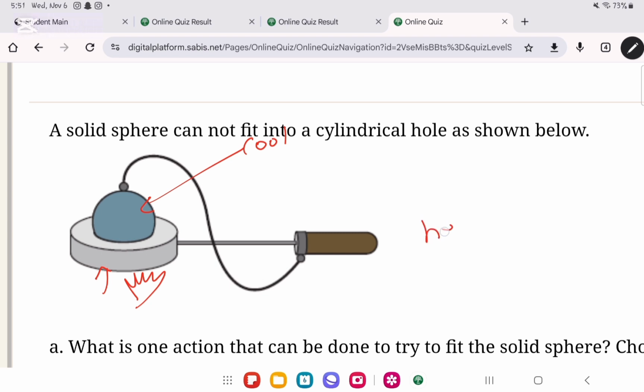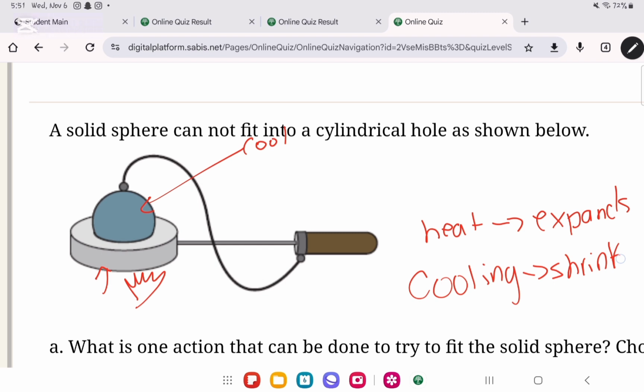Why? Because heating expands, and when you heat the cylindrical hole, it's going to expand and become bigger, and then the ball will be able to enter, whereas cooling shrinks. So if you cool the ball, it will shrink in size, it will become smaller, and then it will be able to pass into the cylindrical hole. Let's take it in the way of particles.